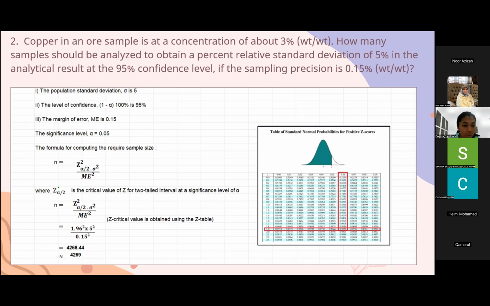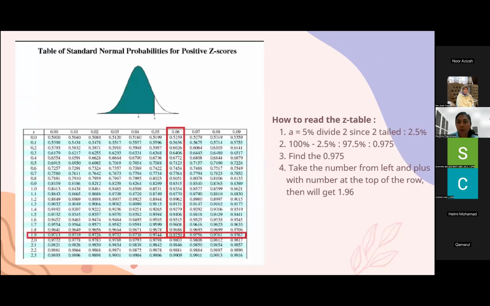For the formula, we can put in the numbers, where n is equal to Z to the power of 2, with significance level alpha divided by 2, times the standard deviation divided by the margin error, to the power of 2. Z is the critical value that we can obtain from the Z table using the confidence level given in the question. If we see here, alpha will be 5%.